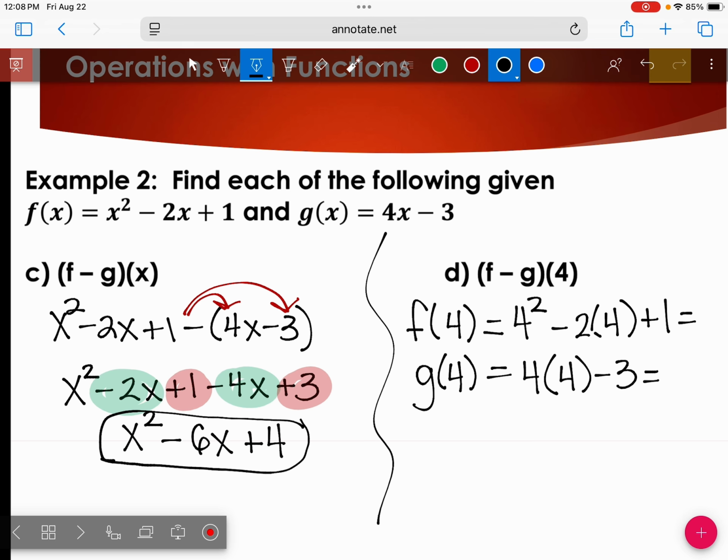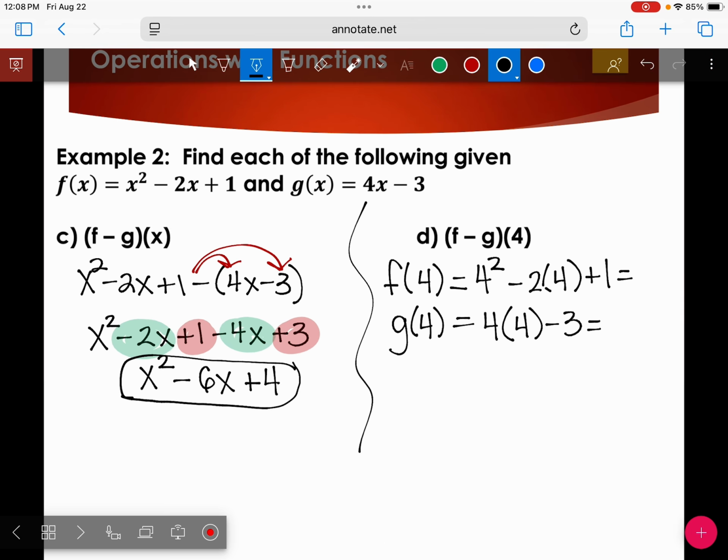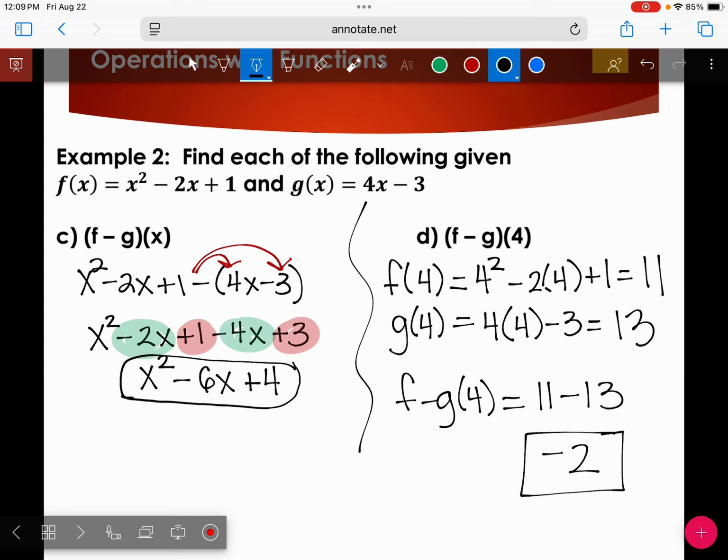All right, success. What did you get for f of 4? 11. Anybody else get 11? Denaya, what did you get for g of 4? 13. Anybody else get 13? Do we agree? All right, so then to find f minus g, I have to do 11 minus 13. So my answer would be negative 2. And that's it. Order matters. You have to do f minus g, not g minus f.